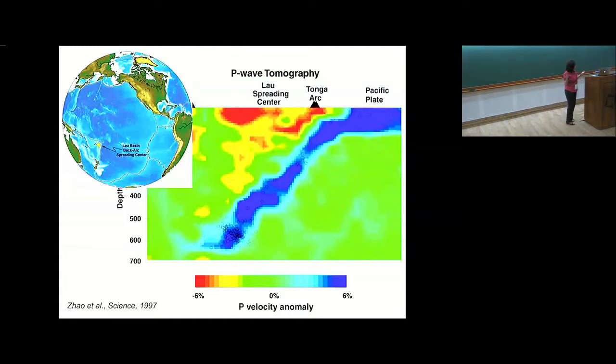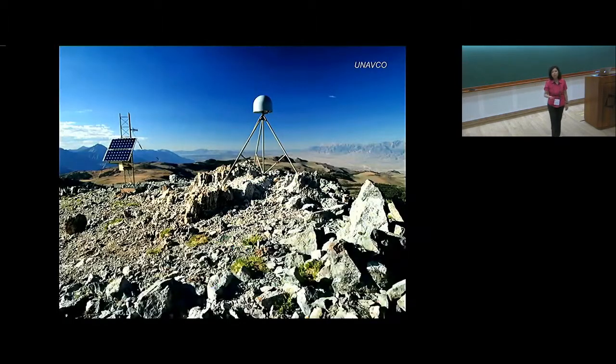Okay, so far I talked about earthquakes. Now, is there anything else besides earthquakes that can tell us about these kinds of movements or phenomena? So another important observation comes from GPS. You're all familiar with GPS, you have GPS on your phones, but this is what we call a permanent GPS network. So this is what a GPS station looks like. You have the GPS antenna, and then you have the solar panel. This is a GPS station in the Sierra Nevadas in North America.